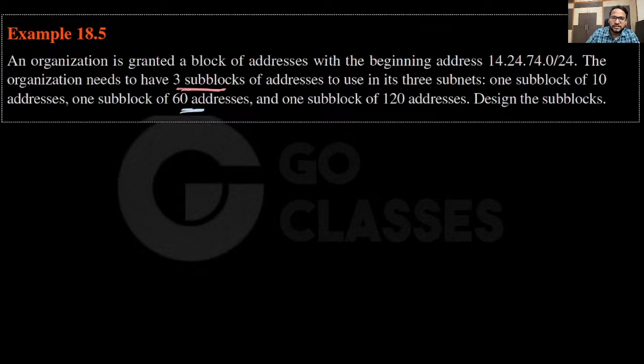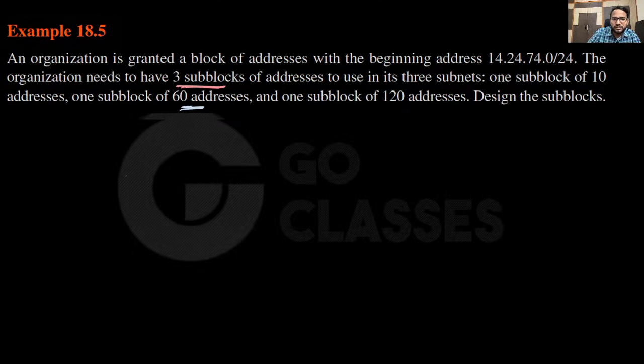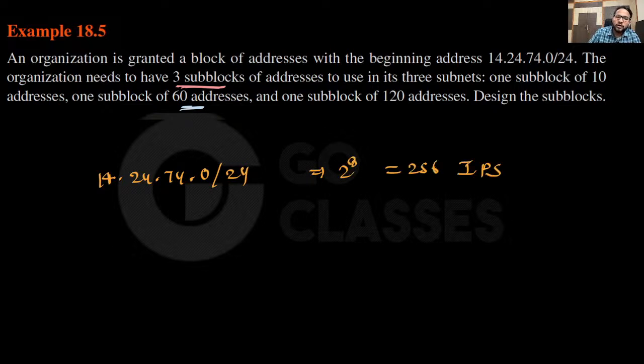Suppose this is the question they are asking. What is the IP address they have given? It is 14.24.74.0/24, which has 2 power 8, that is 256 IPs. You list out all of your requirements in decreasing order, which means you first give to 120, then you give to 60, then you give to 10.